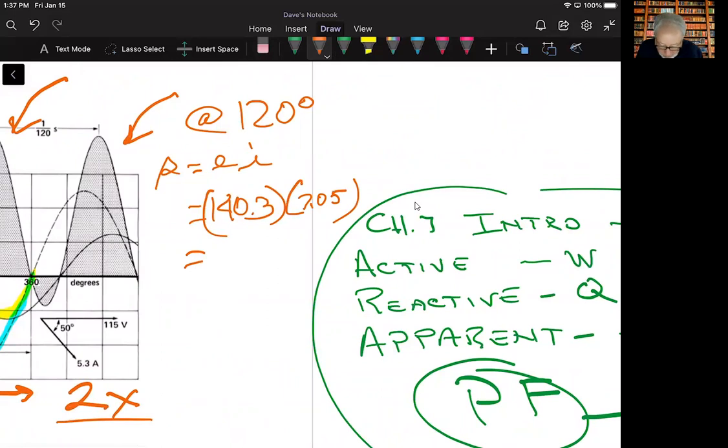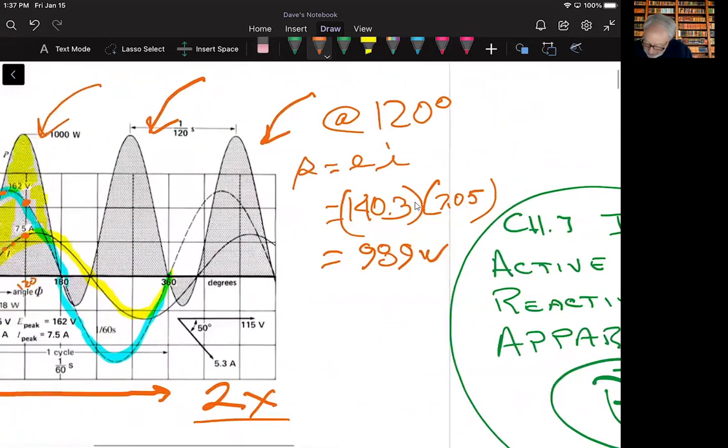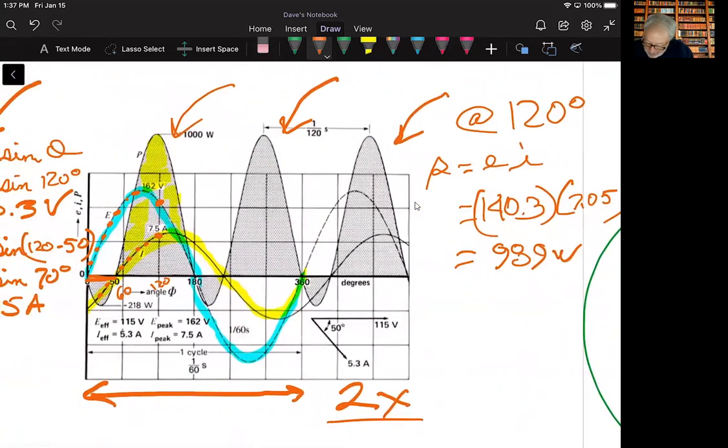Okay, if I do that, I'm going to come up with 989 watts. That is the power at this particular point, and it would be plotted approximately there on the curve. Now we see the peak value of the curve is 1,000 watts, and at 120 degrees we're at 989 watts, just short of the peak. So that's the instantaneous value.